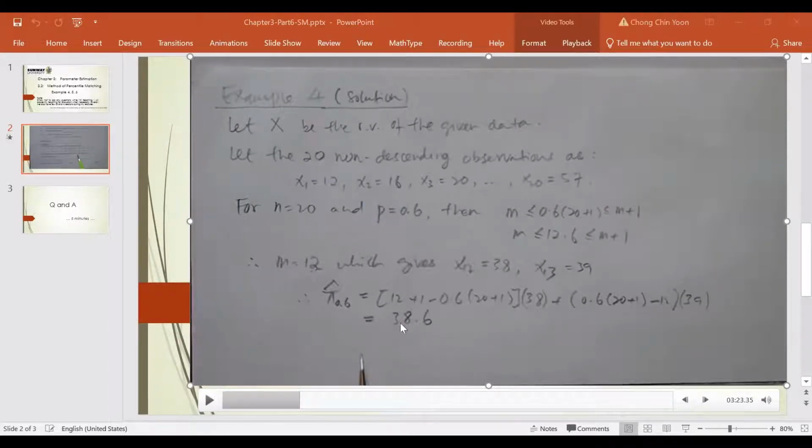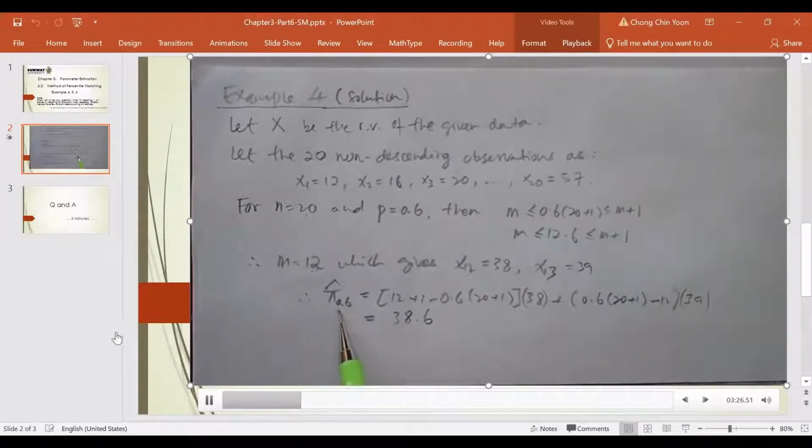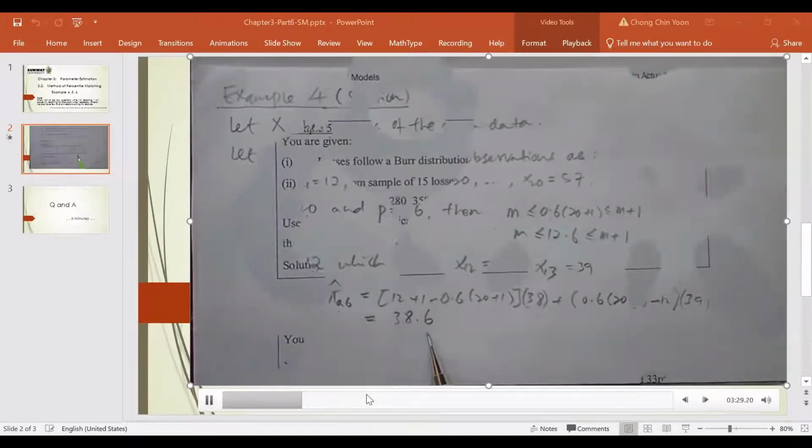So what does it mean by this? 38.6 means that under the graph of the PDF, the probability when the x is less than or equal to 38.6 is 60%. Understand? Right? Under the PDF, when the loss x is less than or equal to 38.6, the probability is 60%. Okay, that is this. Okay, next.